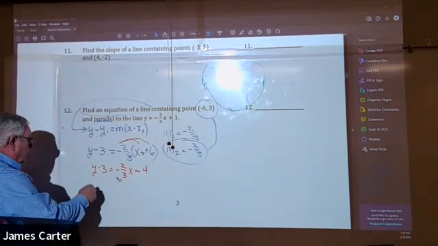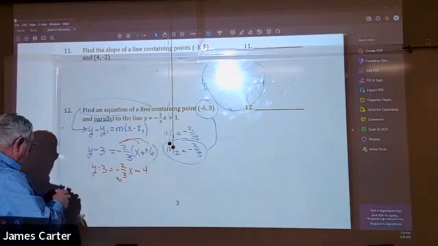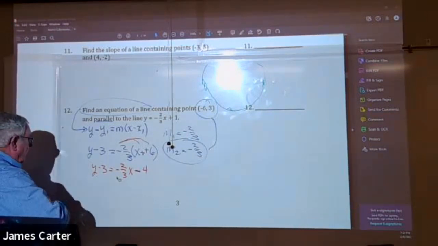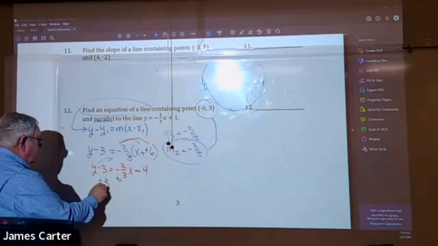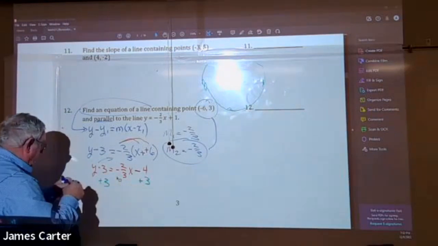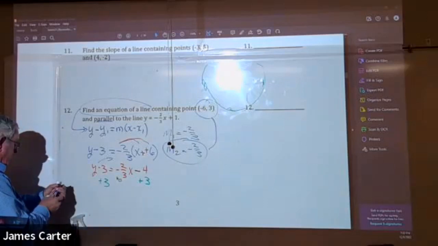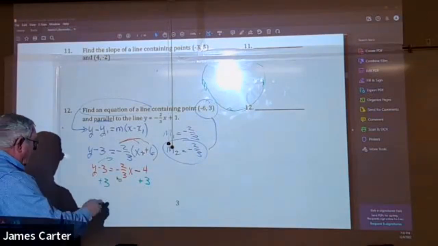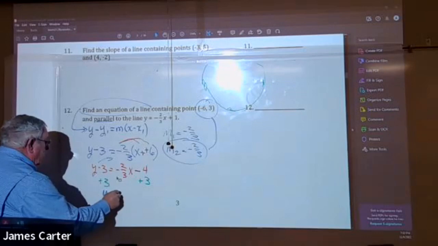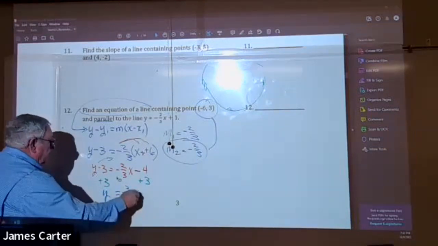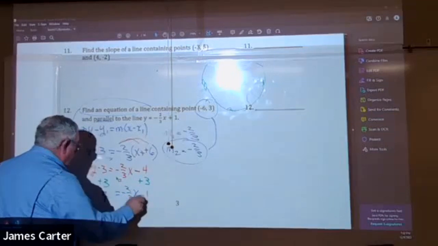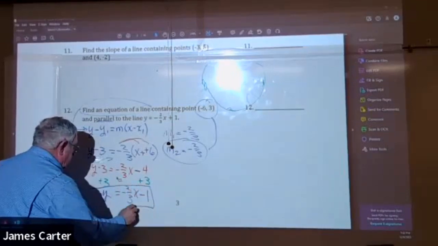All right, so now we want to take this over. Plus 3, plus 3, and consequently we get y equals -2/3 x minus 1. And that's the final answer.